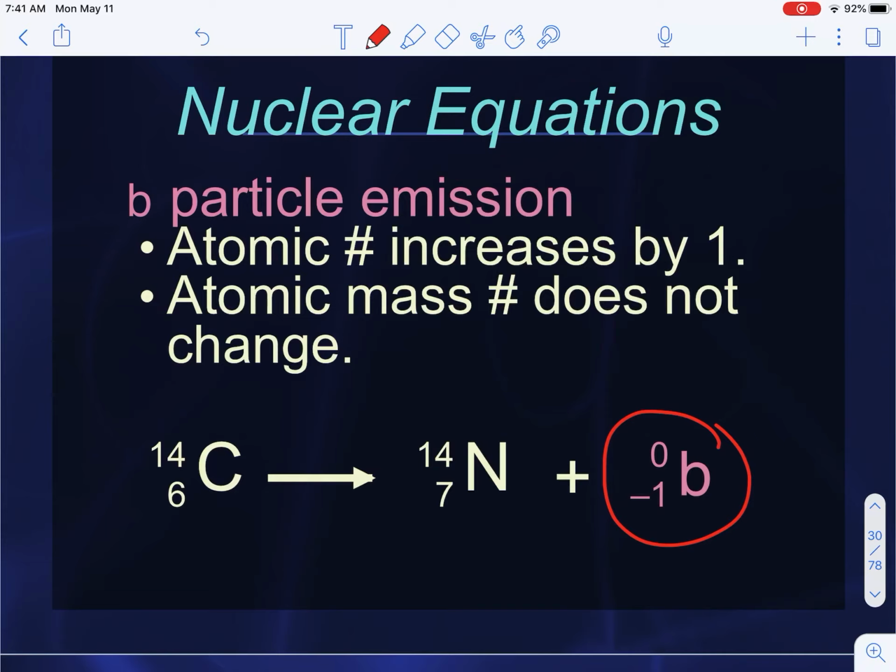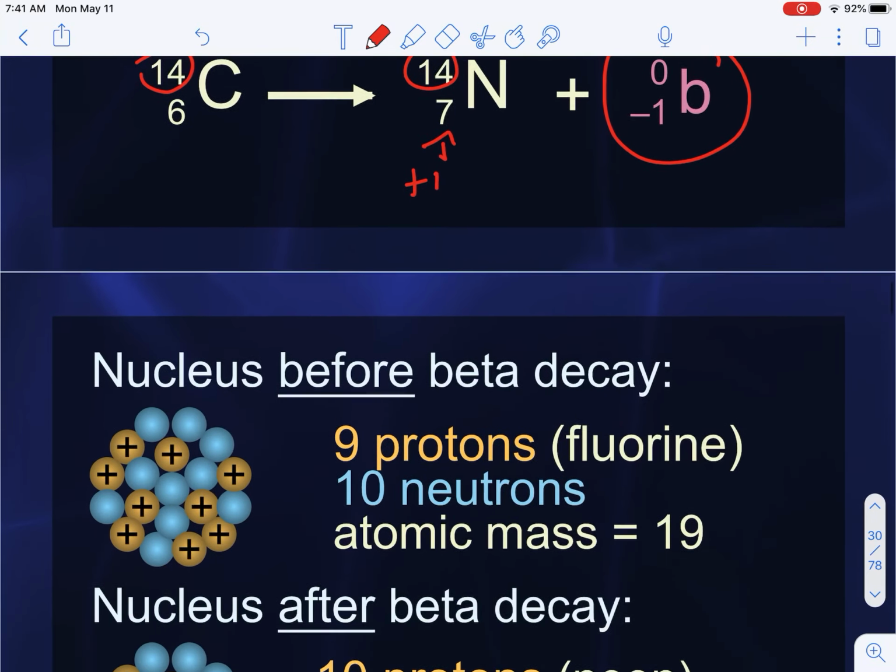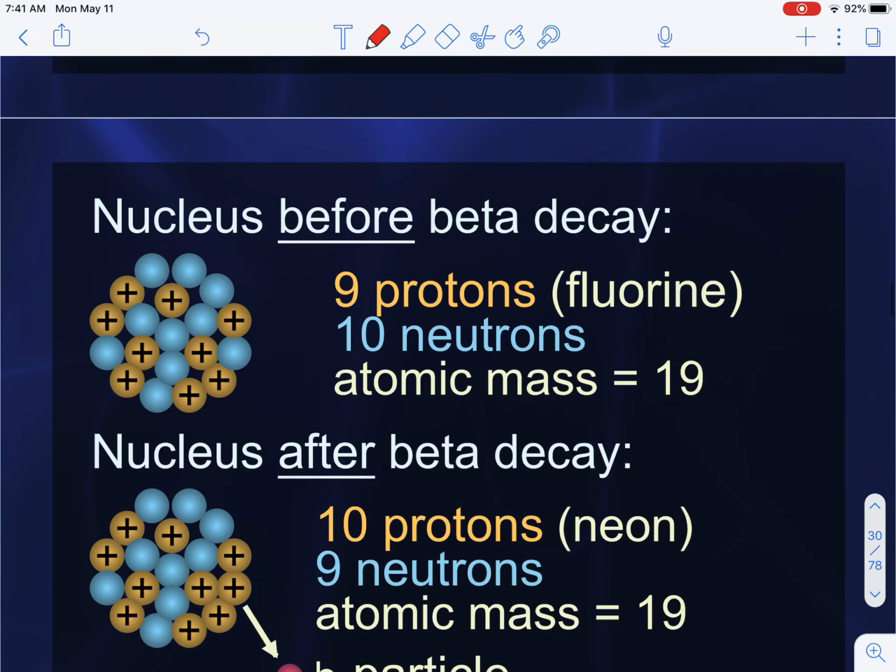So if we start with 14 and one of those neutrons changes into a proton, I still have an atomic mass of 14. This is going to stay the same. But because the neutron changed into a proton, now this increases by 1. So we have a new element. 6 plus 1 is 7. You look on your periodic chart and say, what is 7? Oh, that's nitrogen. Okay, so this shows you fluorine again.